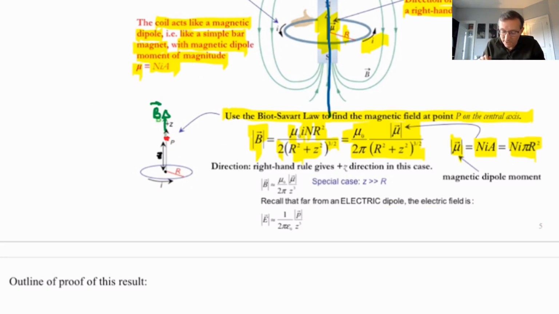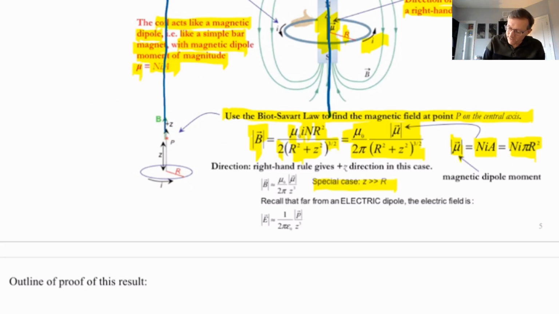I will, however, tell you a special case of this answer. If the point P is very far out on the z-axis, not like what you see here, but much farther out, way up here somewhere, how does this formula for B simplify? I'm looking at the special case where z is much, much greater than R.